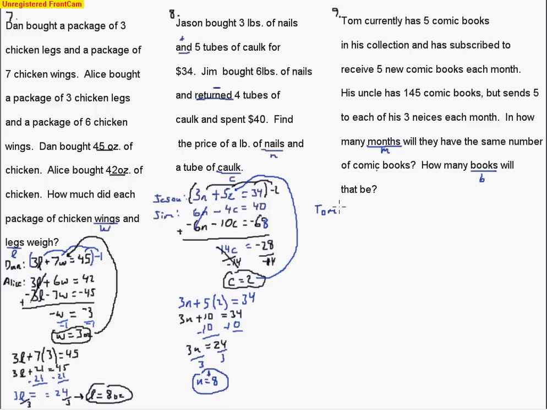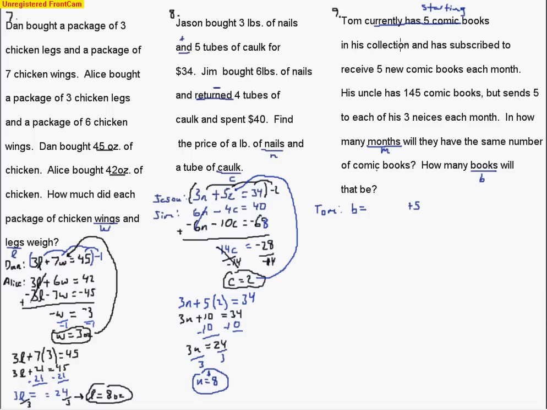We have Tom, his equation. The number of books, they want to know that. We don't know that number after the number of months he subscribes for. But he currently has 5. So this is a starting point. So starting point, that means we have a constant. And so it's going to be kind of in this slope-intercept form. You'll see that as I write the equations.